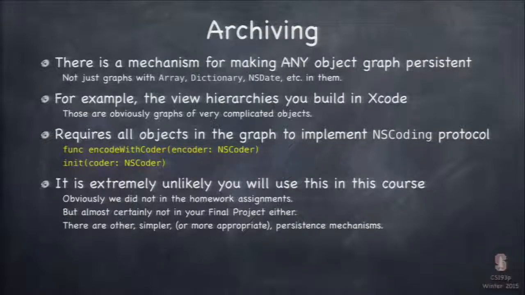And archiving can archive any tree of objects as long as all of them implement these 2 methods, encodeWithCoder and an init method that reads themselves back in from a coder. So encodeWithCoder basically writes themselves out basically as a dictionary. Okay? And then init will instantiate the object when it gets read back in, reading the stuff from that dictionary.